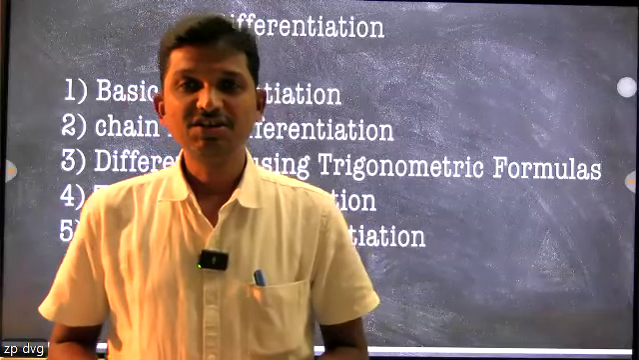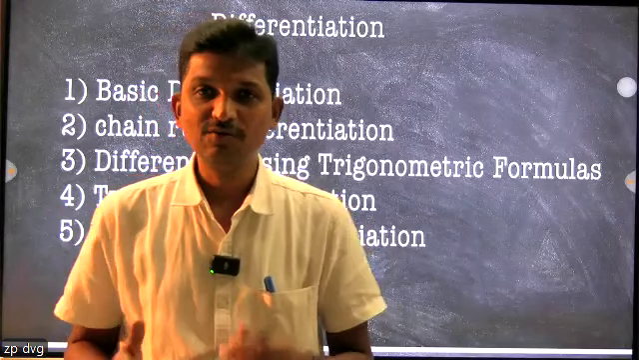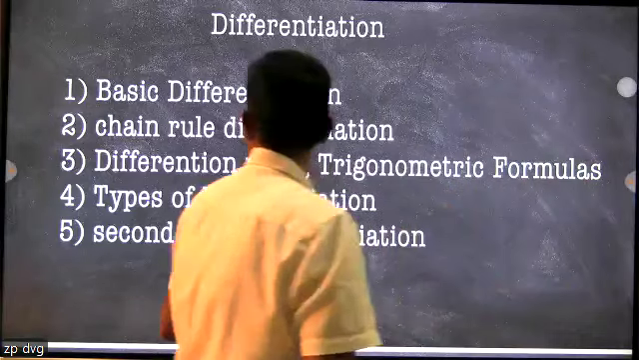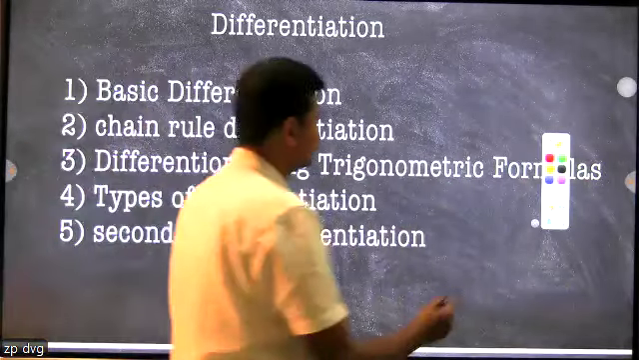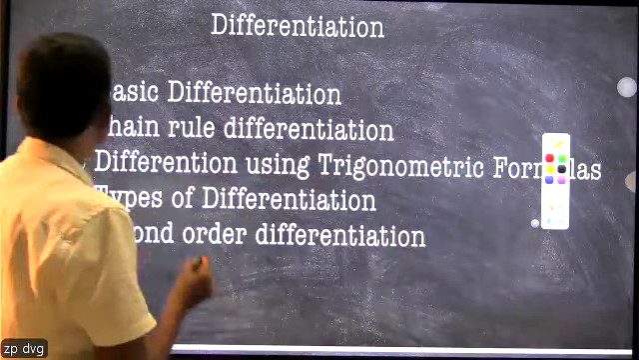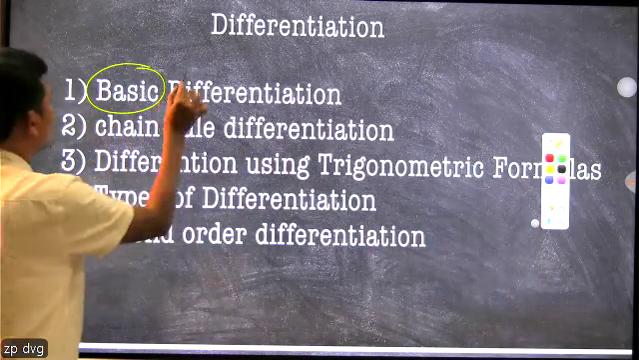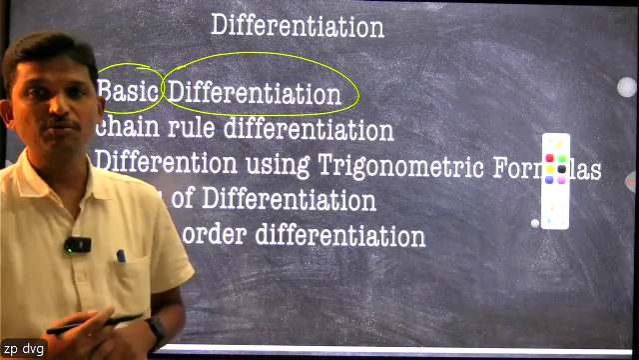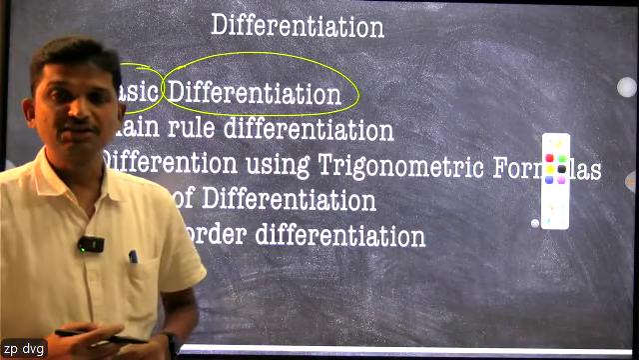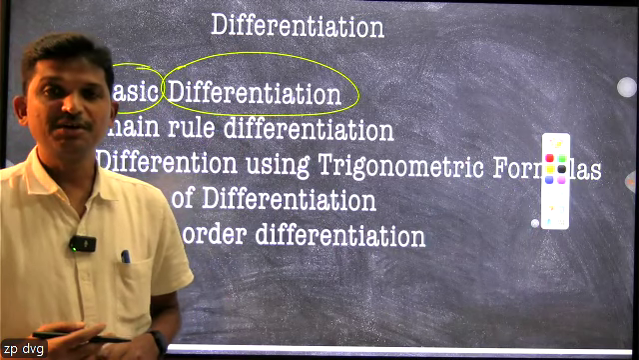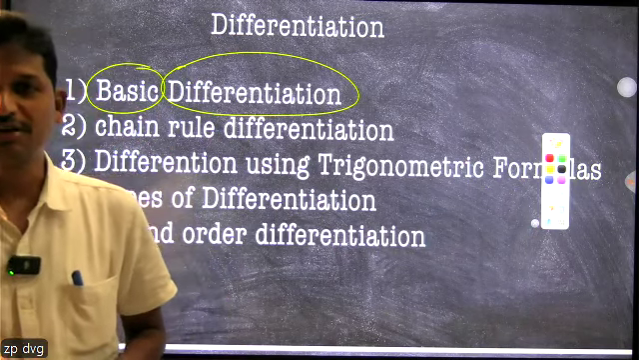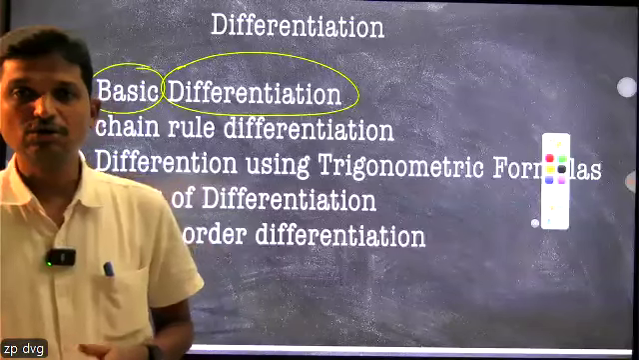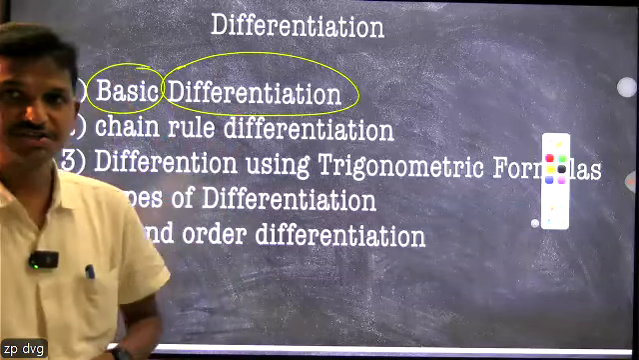We can divide this differentiation chapter into five parts. Let's see what those five parts are. The first one is basic differentiation. What is basic differentiation? In this, we will learn all derivative formulas: derivatives of algebraic functions, trigonometric functions, and inverse trigonometric functions, and basic rules like the product rule and quotient rule.